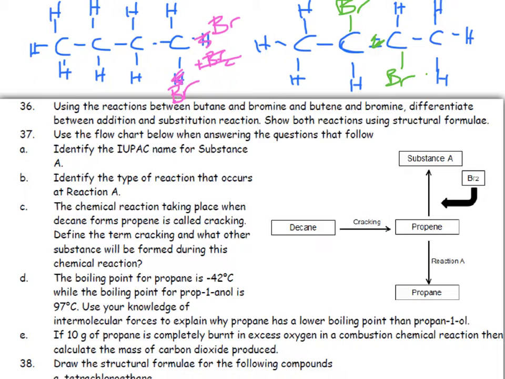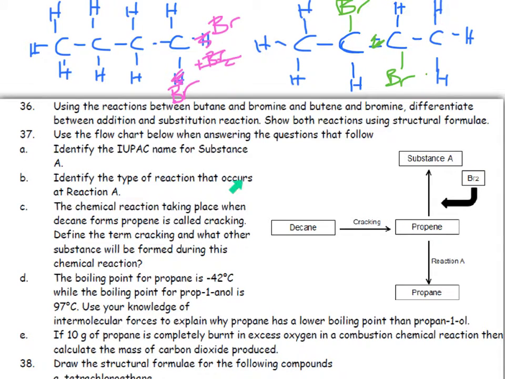Use the flowchart below and answer the questions that follow. We are going to take propene and add bromine to it. We're going to open up and we're going to get dibromopropane. The dibromopropane needs to have the bromines on 2 different carbons, because you're opening up the double bond like you did over here. They can't both be on this carbon. They would be on 2 different carbons.